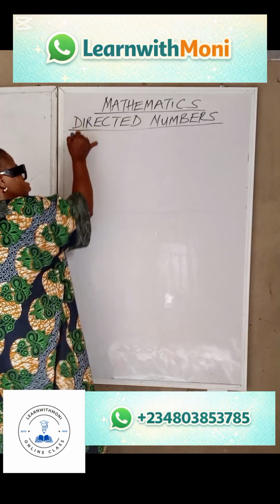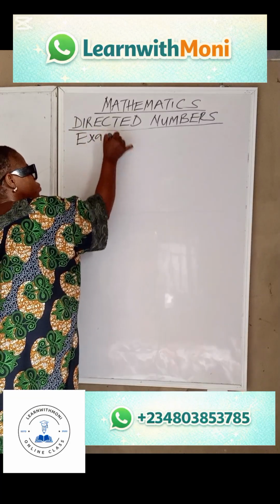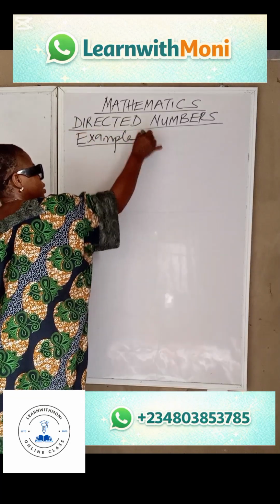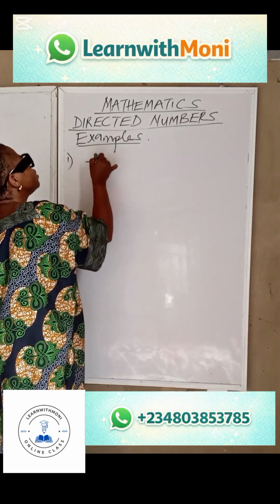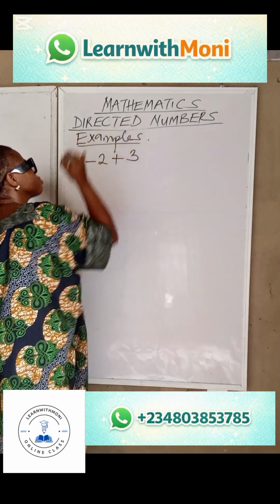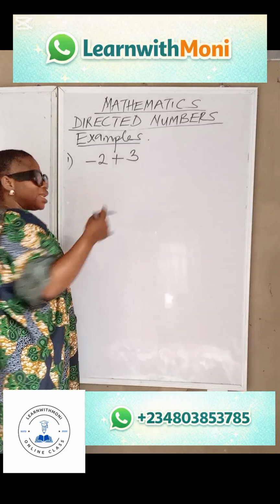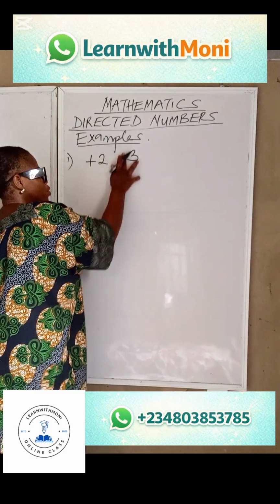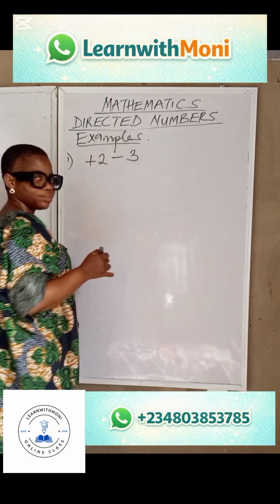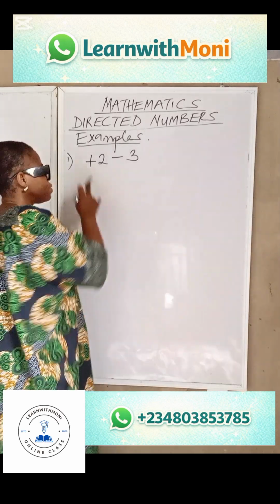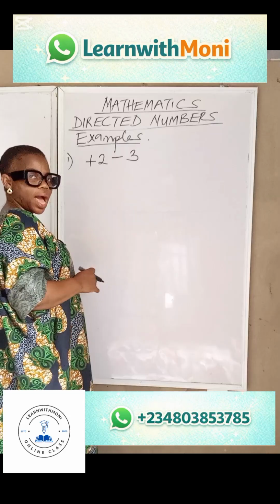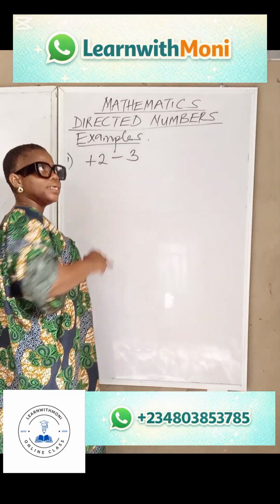It is possible for you to have these examples in directed numbers. Let's say number 1, I have minus 2 plus 3. Or better still, let's start from the familiar: plus 2 minus 3. When I have plus 2 minus 3, that is 2 steps to the front and 3 steps to the back.